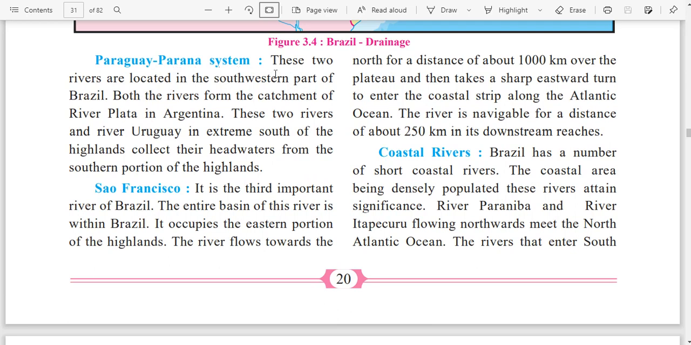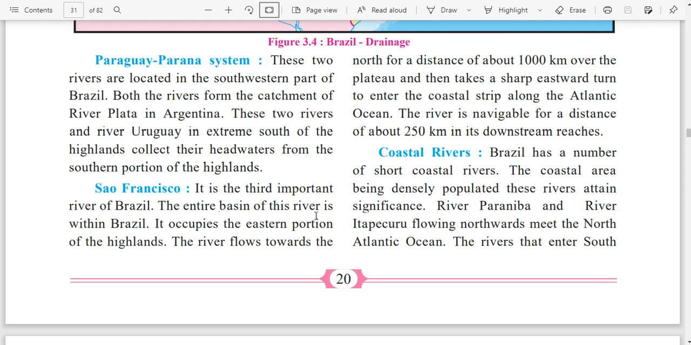Paraguay Paraná system. These two rivers are located in the southwestern part of Brazil. Both the rivers form the catchment of River Plata in Argentina. These two rivers and River Uruguay in extreme south of the highlands collect their headwaters from the southern portion of the highlands. São Francisco. It is the third important river of Brazil.